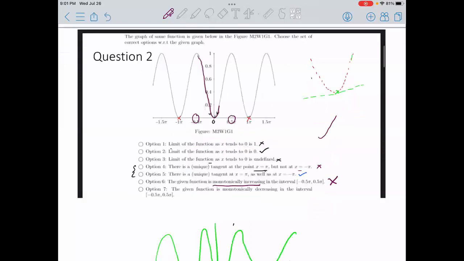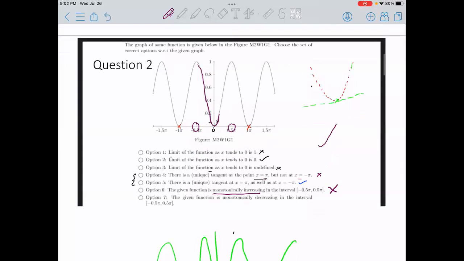Coming to option 7. The given function is monotonically decreasing in the interval minus 0.552 to 0.5. We'll check this. No, it is decreasing and then increasing. So it is wrong. Clear till now?